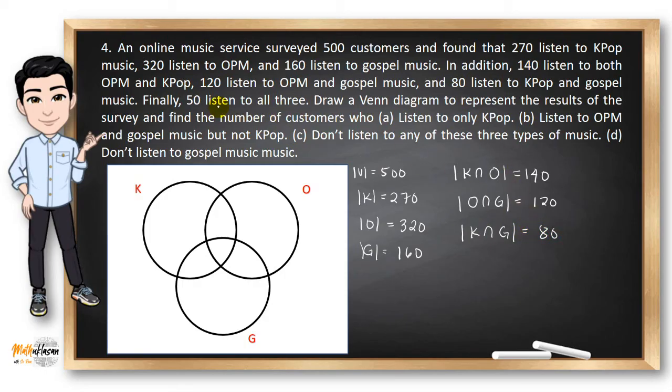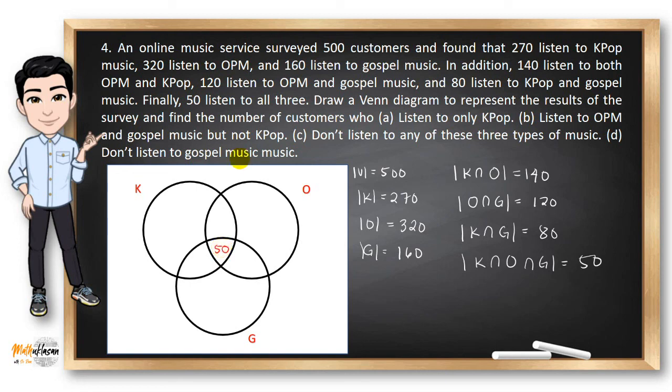And finally, 50 listen to all of these 3. So the intersection of K, O, and G is equal to 50. We are referring to the region here. So there are 50 customers who listen to these 3 types of music.